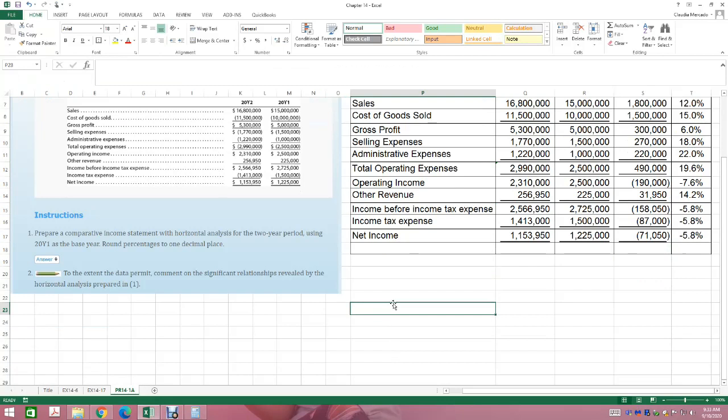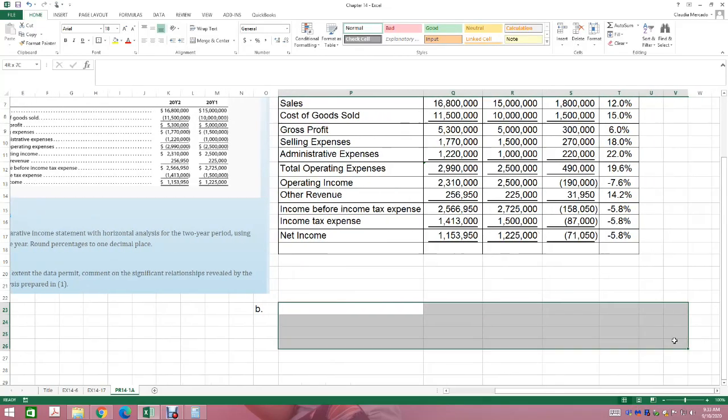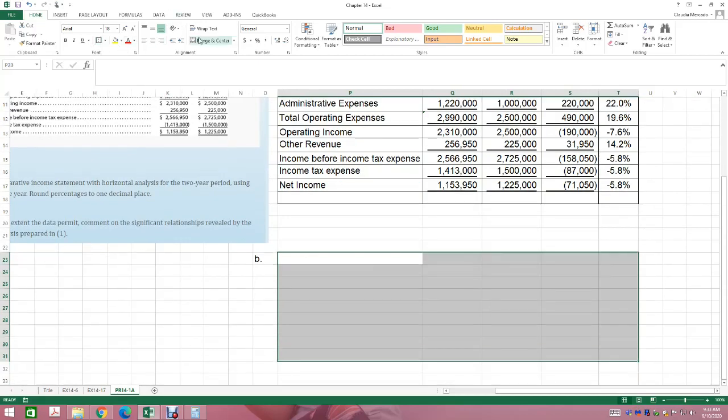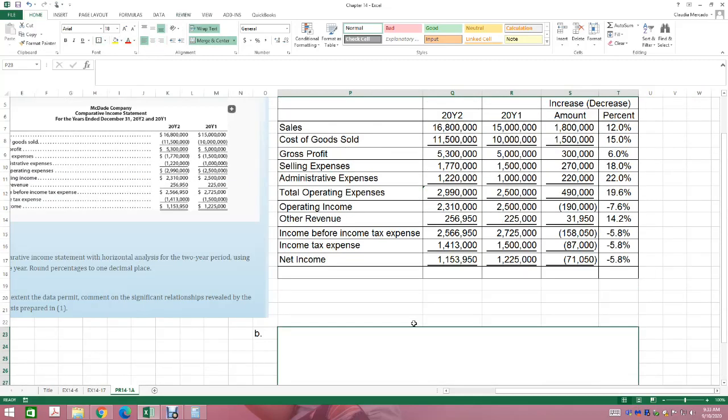Okay, so the second one is, to the extent the data permits, comment on the significant relationships revealed by the horizontal data. So I'm going to do here, and let me do a little box. Okay, so let's start with net income. What happened to my net income? Your net income declined from 20Y1 to 20Y2.